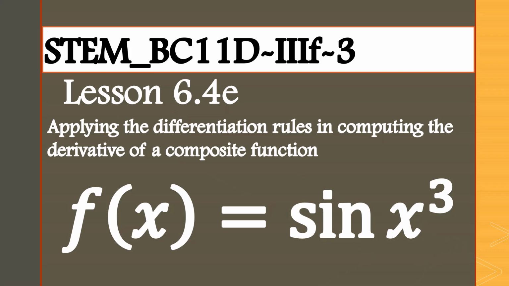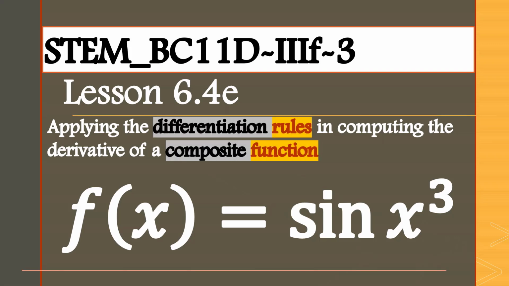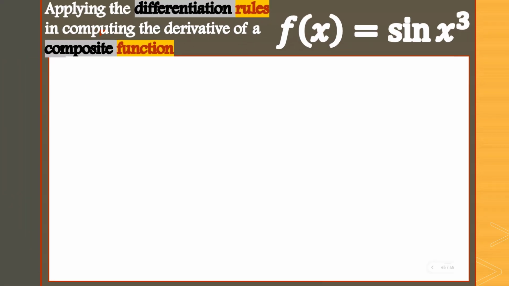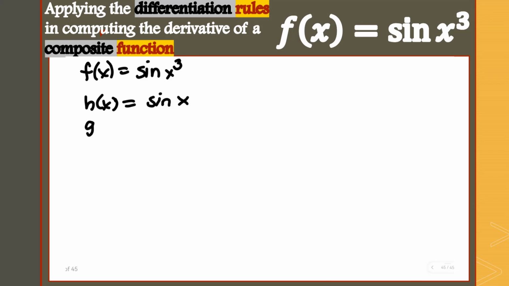Let's apply the chain rule in computing the derivative of this composite function. F of x being sine of x cubed is considered to be a composite function where, let's say, our h of x is identified as sine x and our g of x is x cubed. That would mean f of x is simply h of g of x.